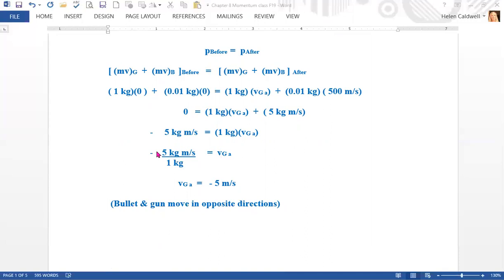And we see that negative 5 divided by 1 is negative 5. Kilograms cancel, and it leaves us with meters per second. So what the minus sign tells us is that the gun is going in the opposite direction from the bullet, and much slower.